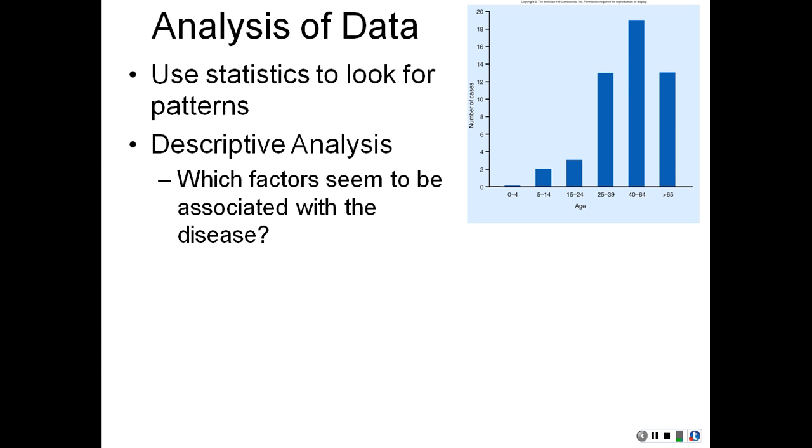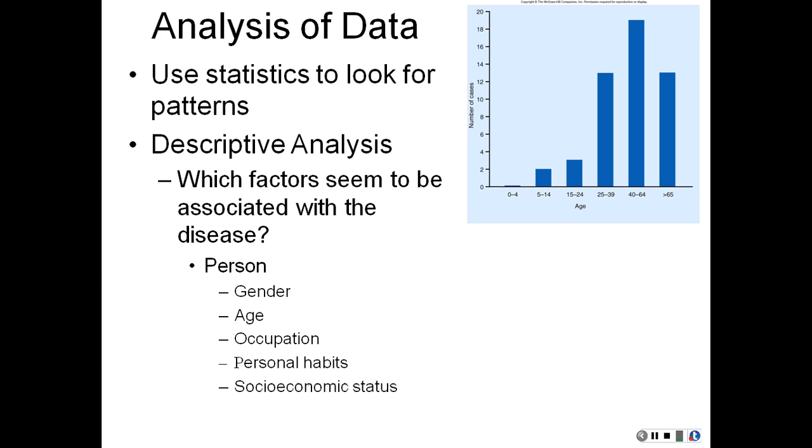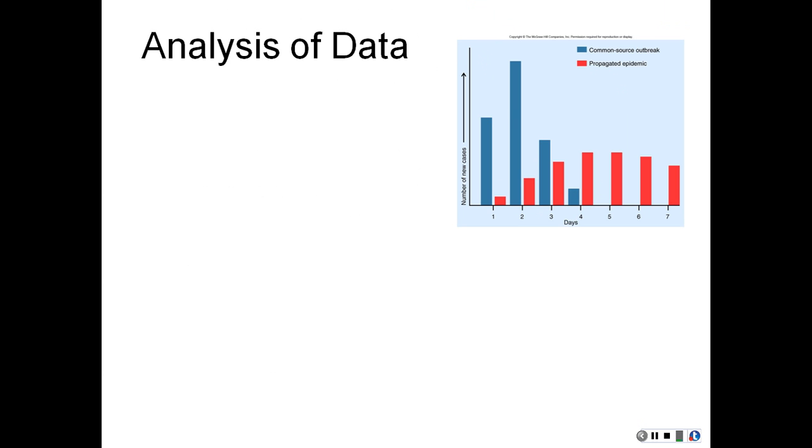So, and then you can look at that and you can start looking for patterns. You can say which factors seem to be associated. Is it where they live? Is it how old they are, right? So I have one here where we're looking at a particular disease, and you can see there's a definite age bias, right? So is it something about the person? Is it their gender? Is it their age? Is it their occupation? Is it their personal habits? Like, are they a smoker? That kind of thing. Is it their socioeconomic status? What seems to be the pattern of the disease?